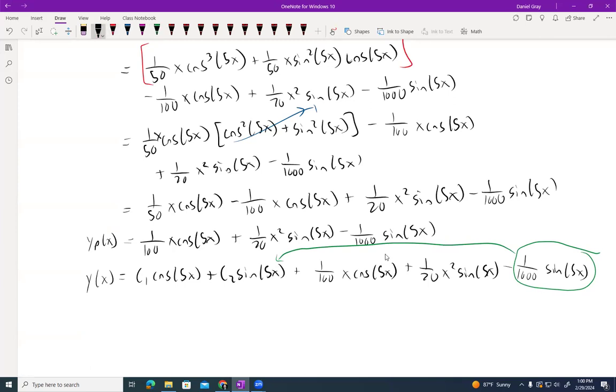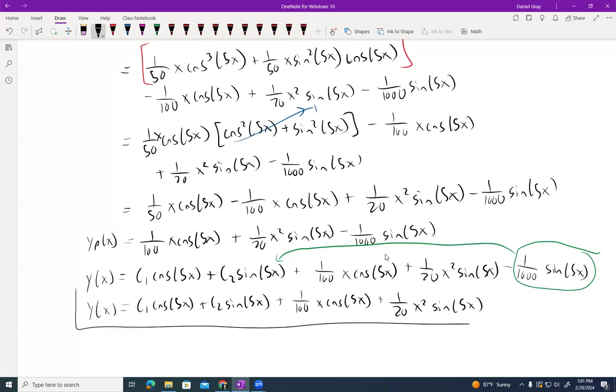So I could really rephrase this as y of x is just going to equal c1 cosine of 5x plus c2 sine of 5x plus 1 over 100 x cosine of 5x plus 1 over 20 x squared sine of 5x. All right, and that's my final answer.